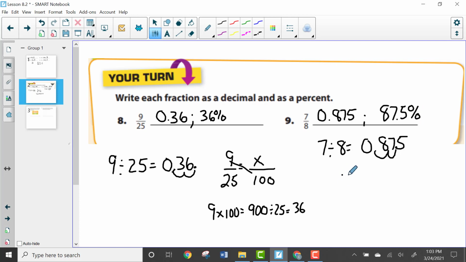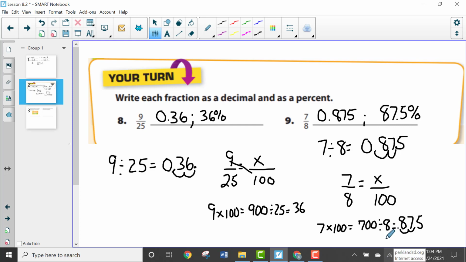Another way you could do this, 7 over 8 is going to equal a certain number over 100. Why 100? Because remember, percents are always out of 100. Cross multiply, 7 times 100 equals 700. 700 divided by 8 is going to give you 87.5. So that would be the percent there. Okay, now if you're going to take this percent to the decimal, remember 2 places to the left for the decimal, 875 thousandths.